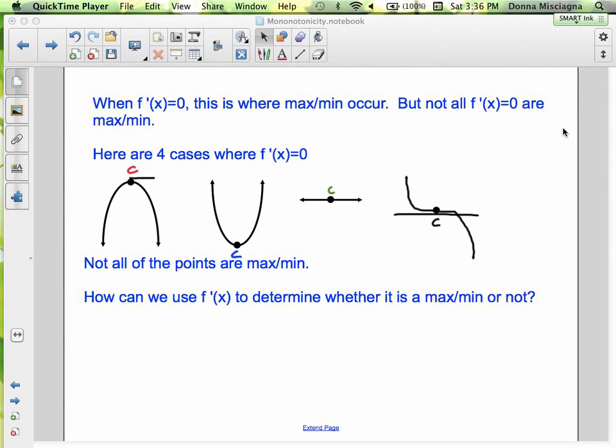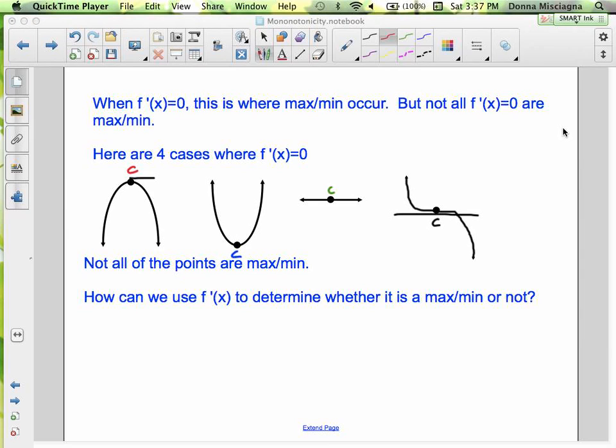Welcome. So we're going to continue on with monotonicity. When a derivative is equal to 0, this is where maximums and minimums occur. But not all times that our derivative equals 0 do we necessarily have a max or minimum. So here we're going to look at 4 cases where the derivative is 0, where x is c, and we're going to take a look at how these are each different.